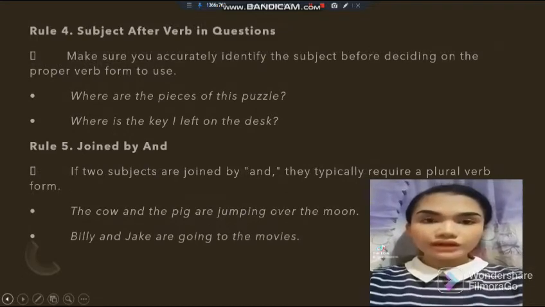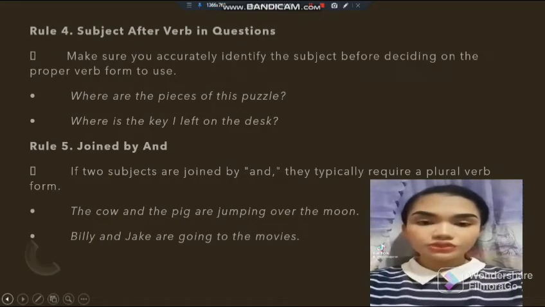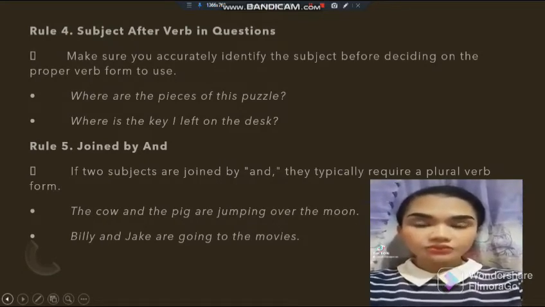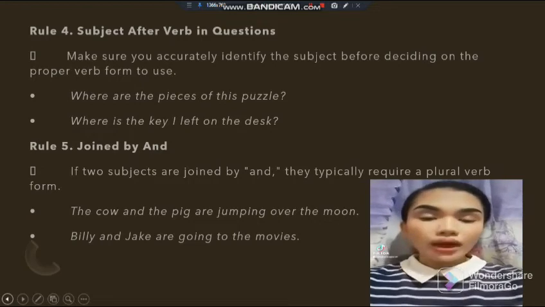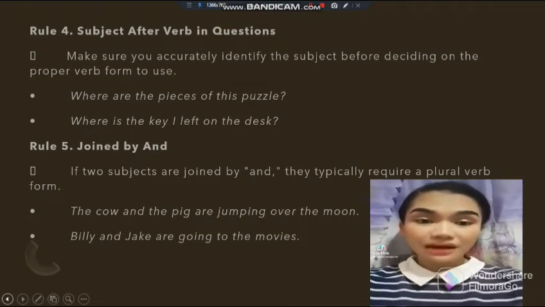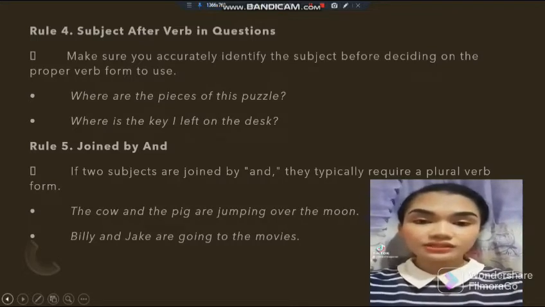Rule number 4, subject after verbs in questions. Make sure you accurately identify the subject before deciding on the proper verb form to use. For example, number 1, where are the pieces of this puzzle? Number 2, where is the key I left on the desk?